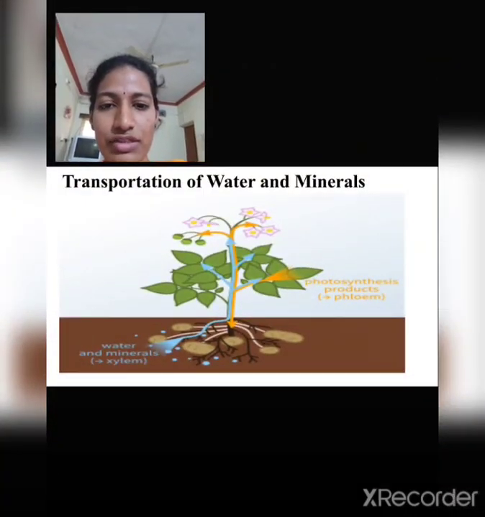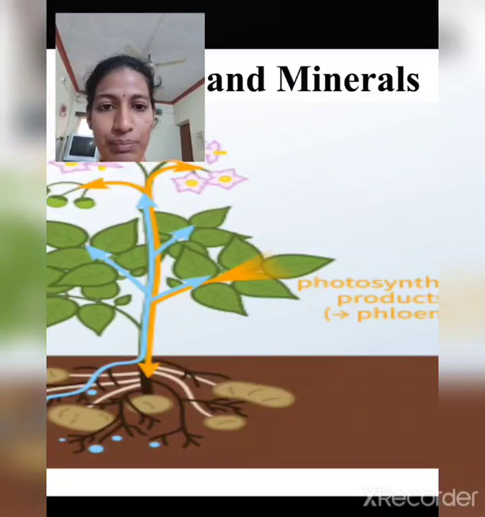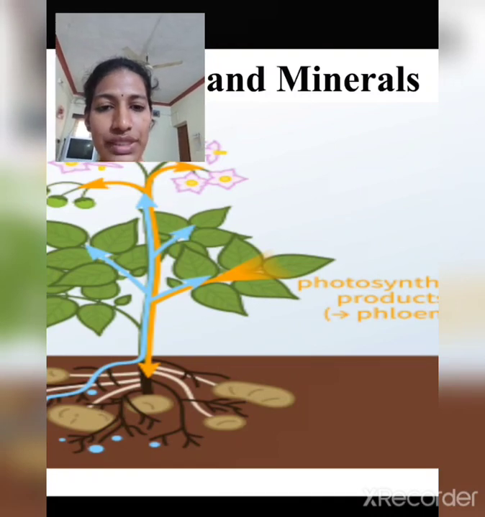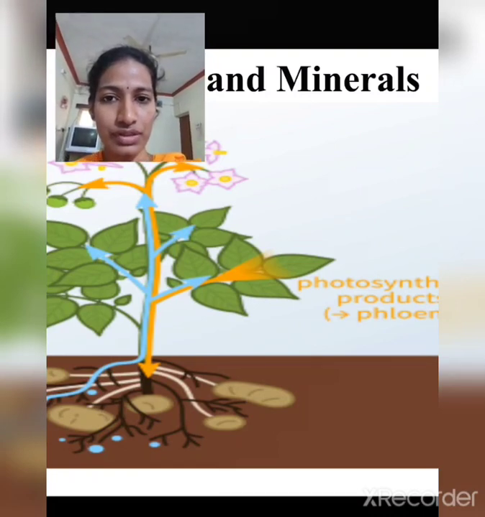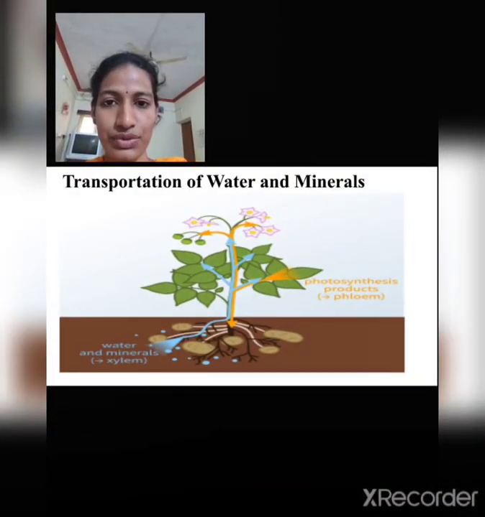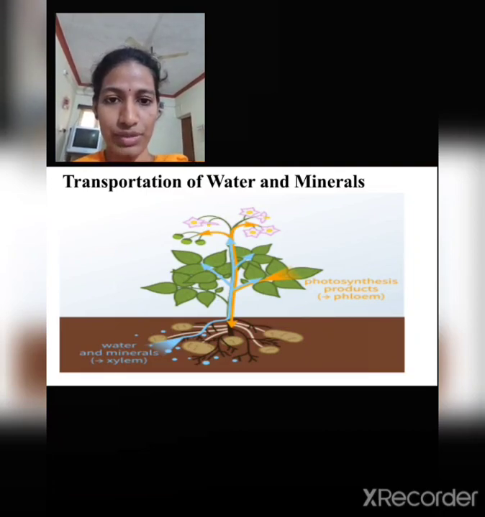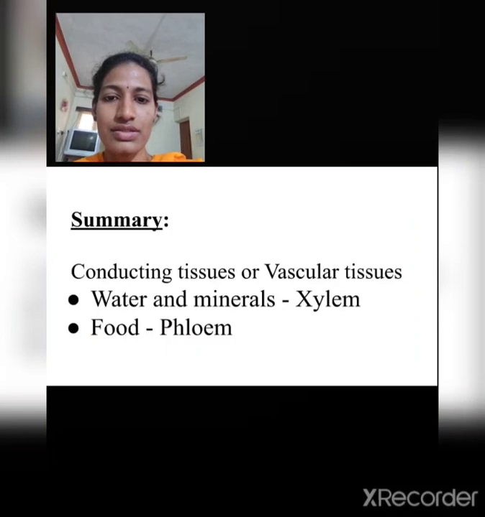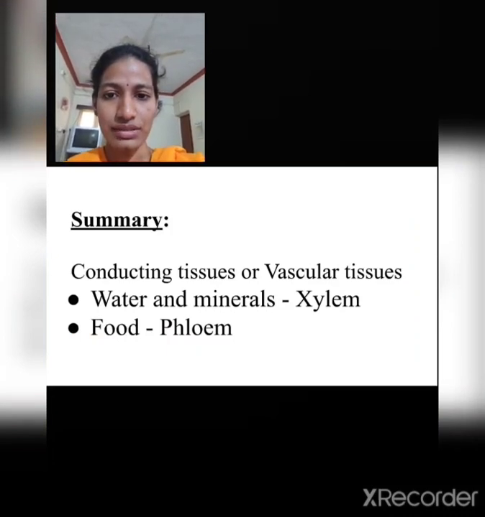And the photosynthesis, that is the food which is prepared by the plant, has to be transported throughout the plant body from the leaf surface. It usually takes place with the help of the phloem tissues. Here you can see in the diagram. This is regarding the transportation of water and minerals as well as the food materials throughout the plant body. Now let us summarize what we had discussed till today.